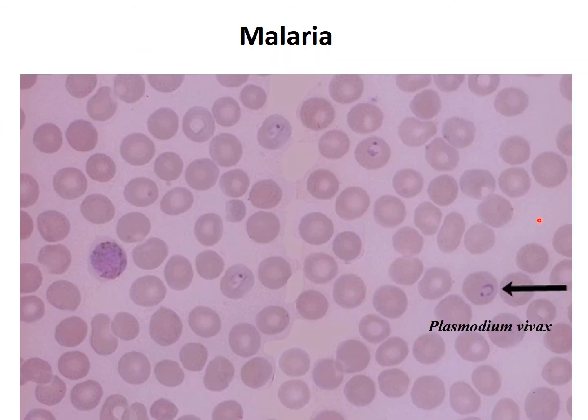Now, if you are lucky and you see some kind of creature inside the red blood cells, such as Plasmodium vivax, then you can diagnose malaria. So you can identify what could be the cause of, for example, a hemolysis that occurs in paroxysmal attacks.